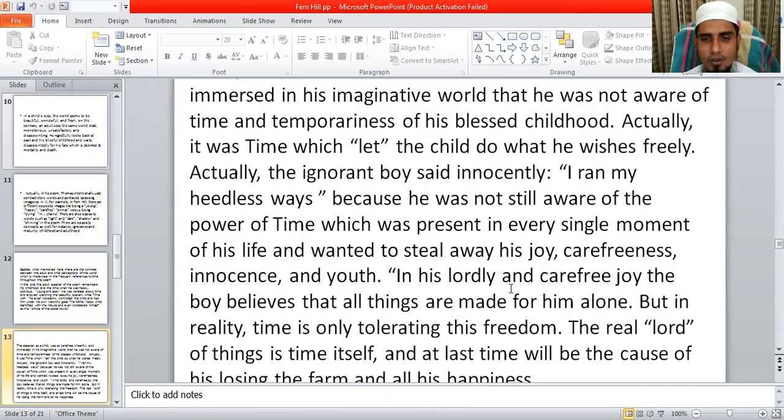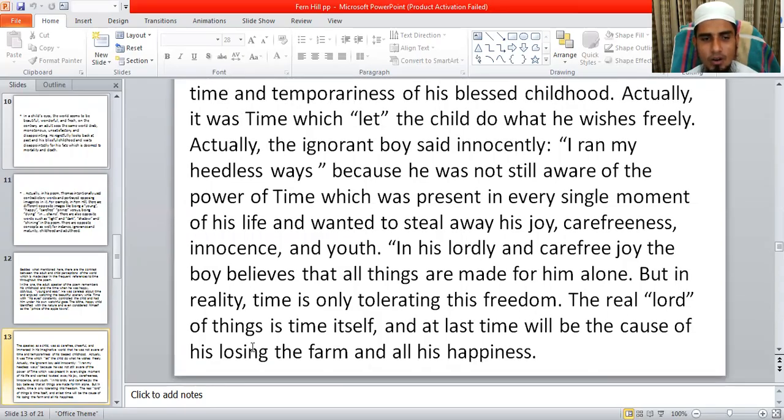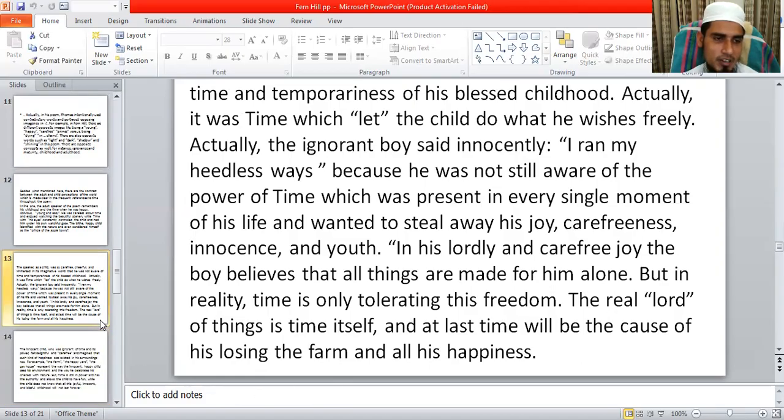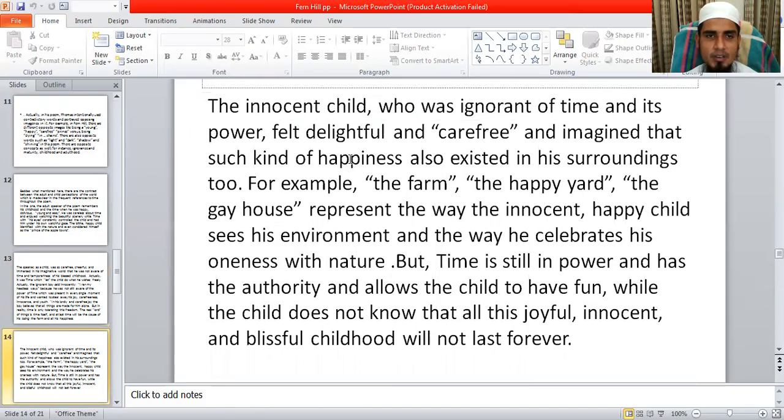So, in his lordly and carefree joy, the boy believed that all things were made for him alone. But in reality, time was only tolerating this freedom. So the real lord of things is time itself, and at last, time will be the cause of his losing the farm and all his happiness from his life. So in this way, you can take help from the slides to prepare your answer.